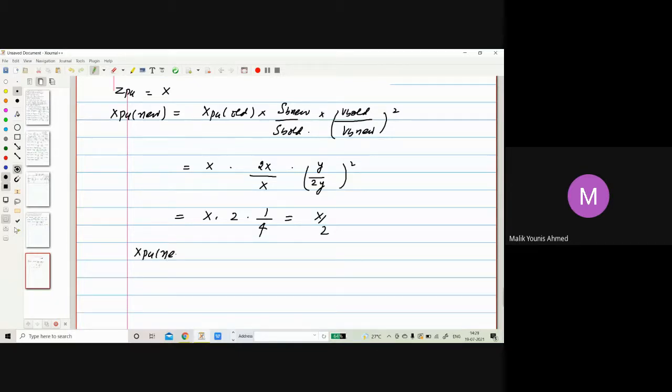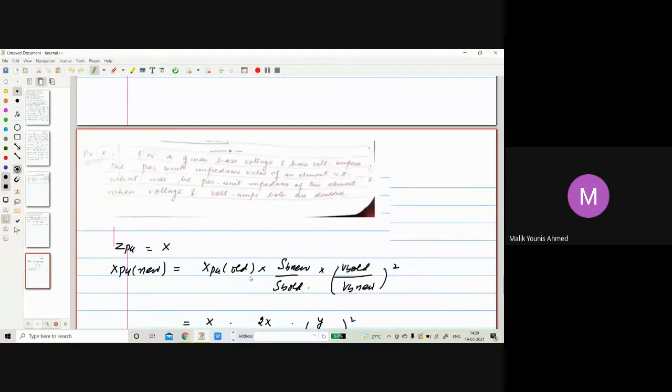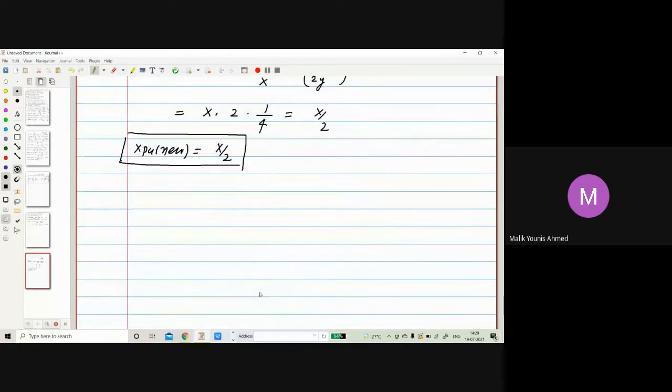So earlier it was X. Out of the 4 options, you have to choose the option that the new impedance value will be half of the earlier. This is also one of the GATE questions normally asked in the GATE examination. We have one in GATE 1997. I have not written the problem, but it is a very simple problem.